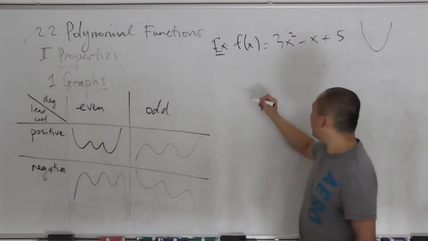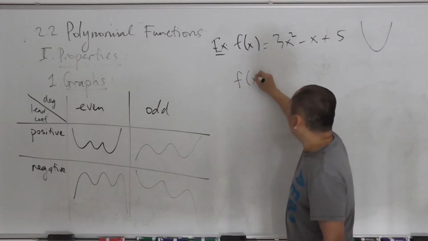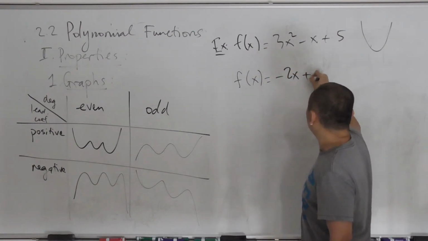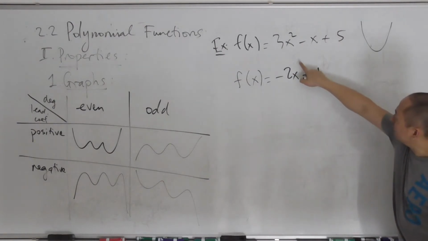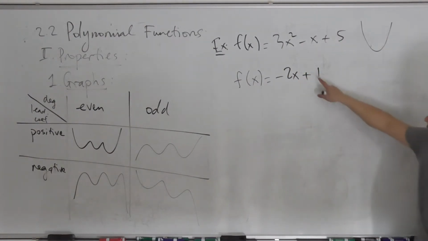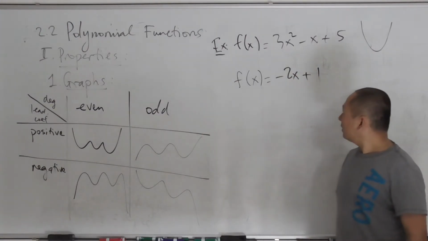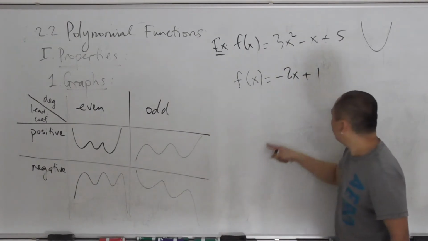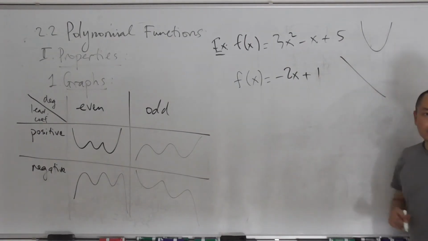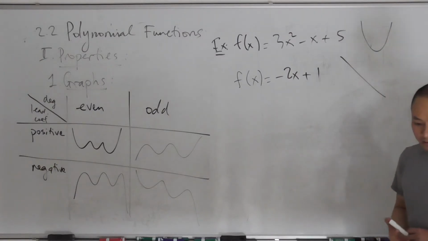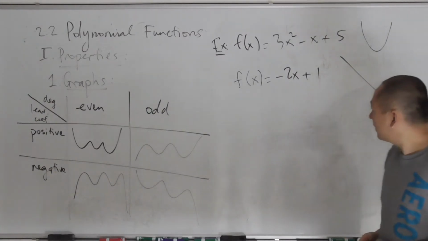And if you have something like degree 1, a linear function, f of x equals negative 2x plus 1, this is a polynomial of degree 1, leading coefficient negative 2. Degree 1, an odd number, leading coefficient a negative number, the graph tends to go down. Okay? That is the first property.